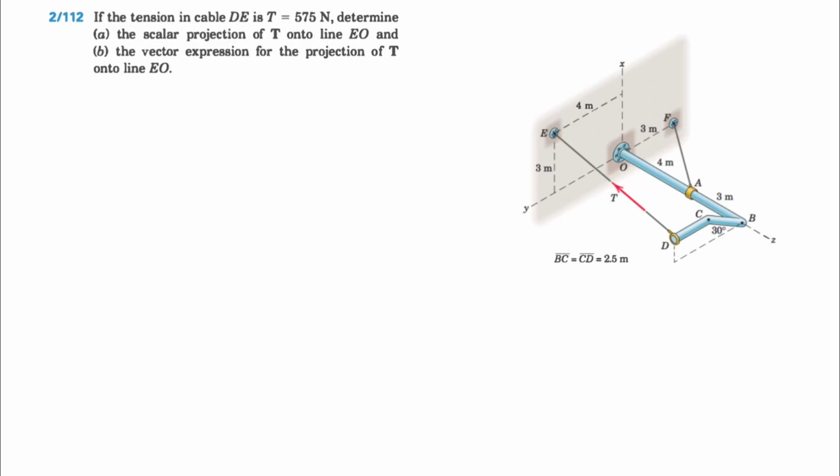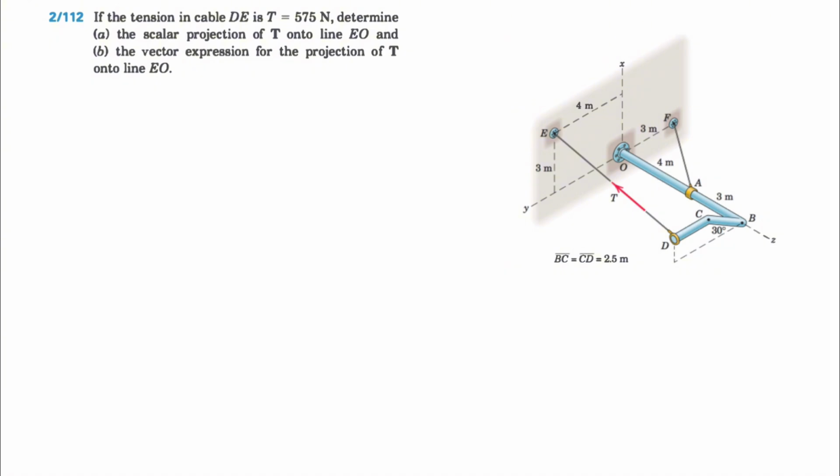Okay guys, welcome back. So in today's video, we will be solving another question from the second chapter of the Meriam textbook, question 112, and we know the tension in the cable DE is 575 newtons, and we need to determine the scalar projection of T onto line EO.